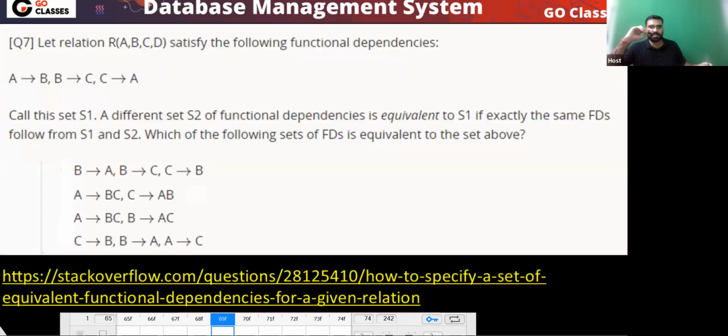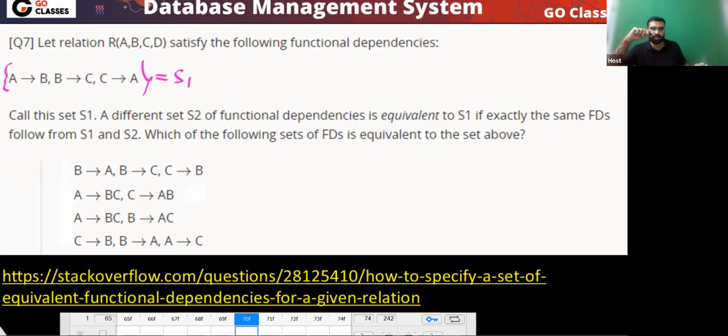Very simple. Let's see this question. This is a Stack Overflow question. What is the answer here? The question is saying that a relation R(A, B, C, D) is given to you and the functional dependencies are given to you. Let's call this set S1. A different set S2 of functional dependencies is equivalent to S1 if exactly the same FDs hold. Now which of the following is equivalent?